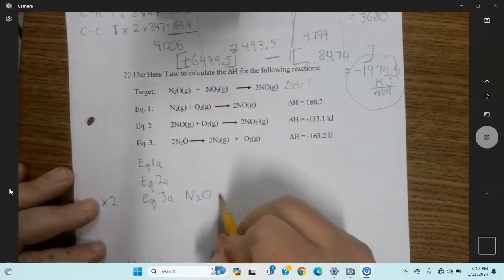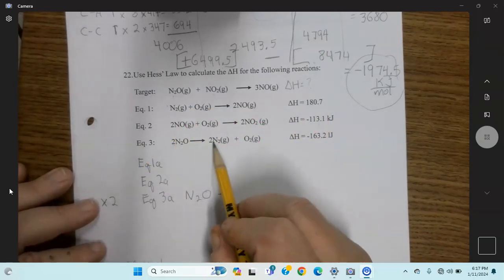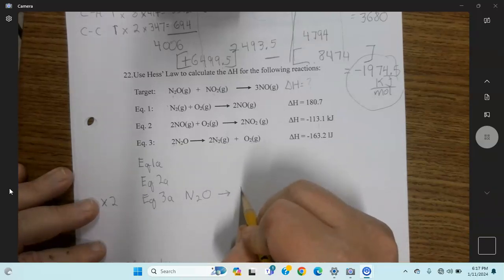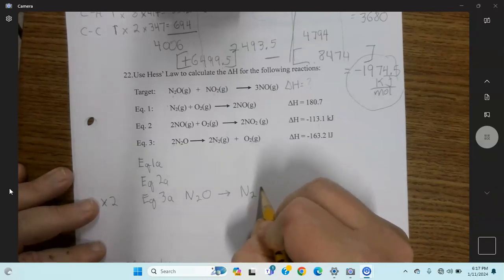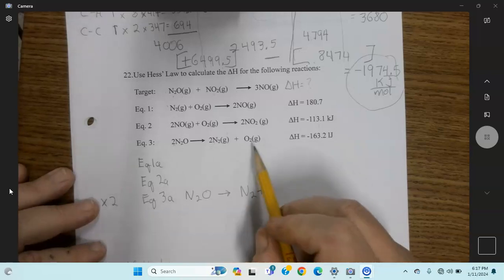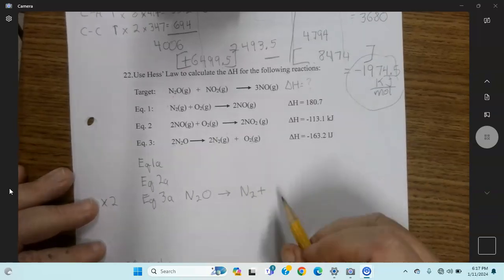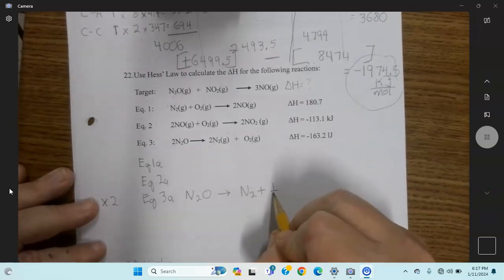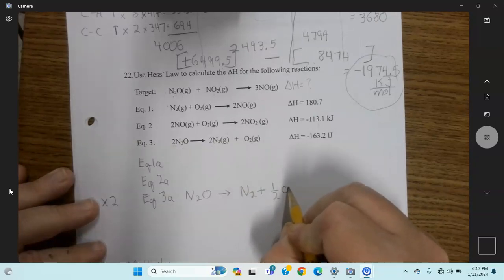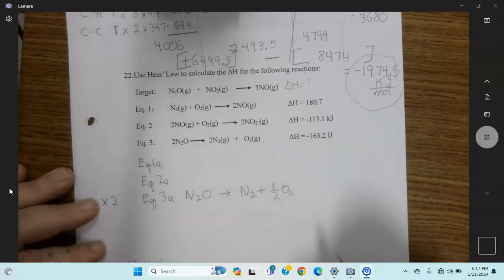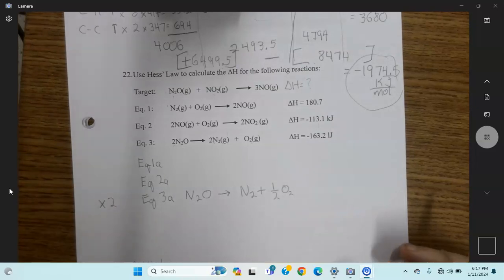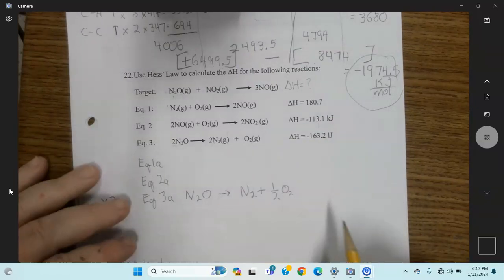Okay, that got cut in half. And now you have an N2, you have to multiply that by 1/2. So 1/2 times 2 is N2. Plus, and now you have an O2, you have to multiply that by half. So you put 1/2 O2. This is the only place in chemistry, or one of only two places, that you have fractional coefficients. And you're okay with that.